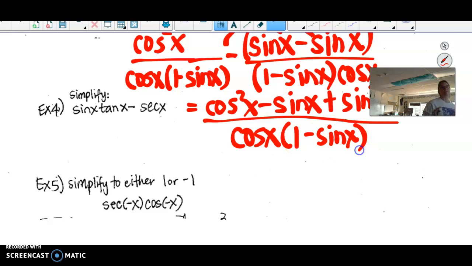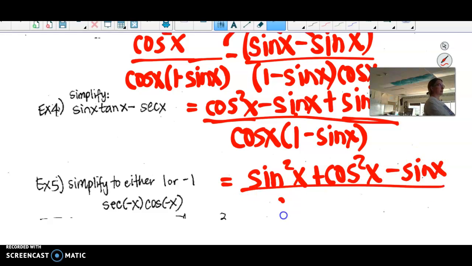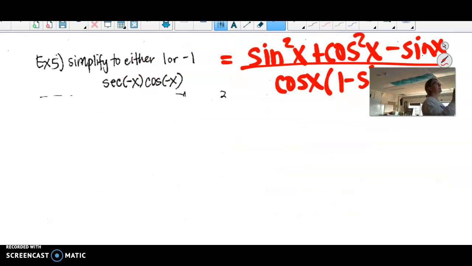Now look in the top, in the numerator, do you see an identity of any kind? Hopefully you do. We have a cosine squared x, we have a sine squared x. If I rearrange that, I get sine squared x, and I can do that by the commutative property, plus cosine squared x, and then I still have minus sine of x. And it's over cosine of x times 1 minus sine of x. What is sine squared x plus cosine squared x equal to? Do you remember? It is equal to 1.